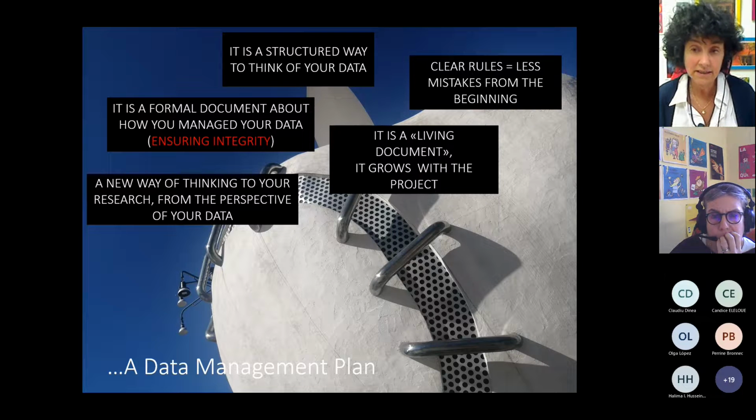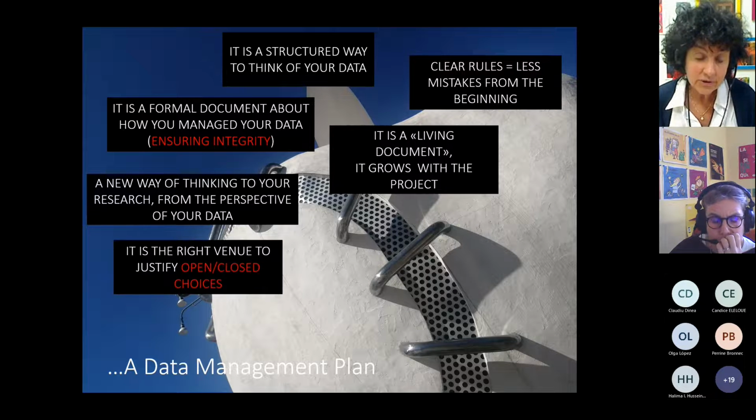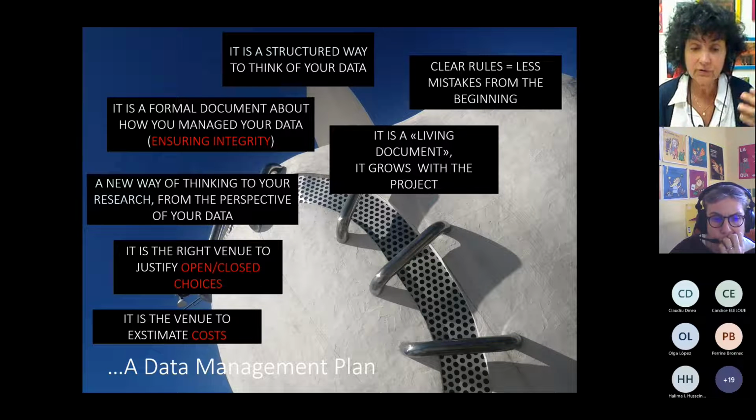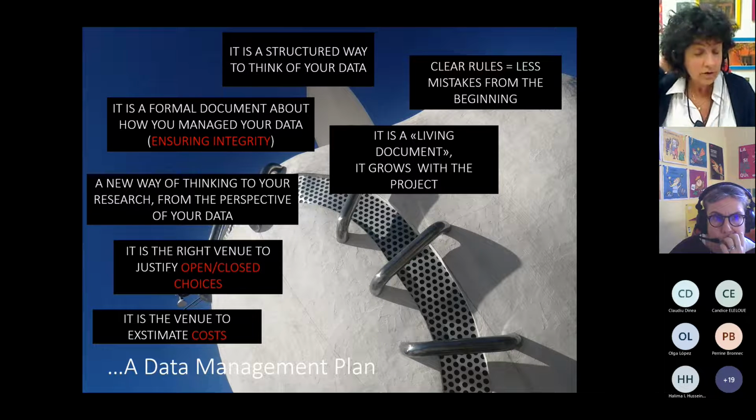As we were saying, it's a living document, so it grows with the project. It's also the right venue in which you justify if you keep your data closed, okay? Because the principle, again, is as open as possible, as closed as necessary. If you have to keep your data closed, it's in the DMP that you state the reasons why. And it's also the right venue to estimate the costs, because if you generate terabytes of data, for sure you will have costs, okay?